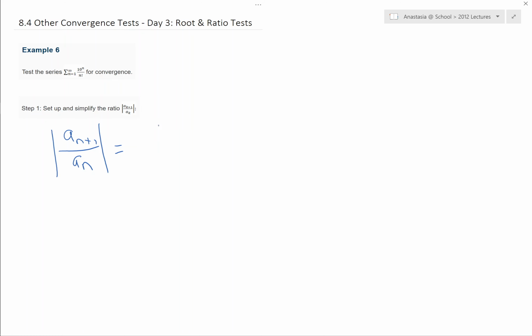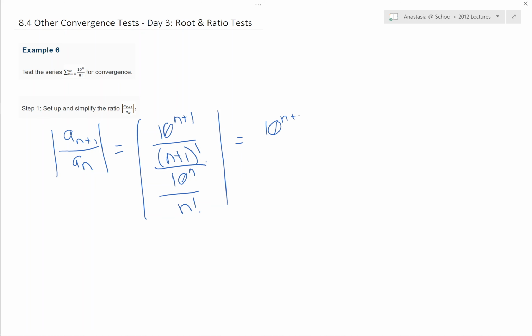So a sub n plus 1 is going to be 10 to the n plus 1 over n plus 1 factorial, and a sub n is going to be 10 to the n over n factorial. So now this is a complex fraction. If we simplify it a little, we'll have 10 to the n plus 1 over n plus 1 factorial times n factorial over 10 to the n.